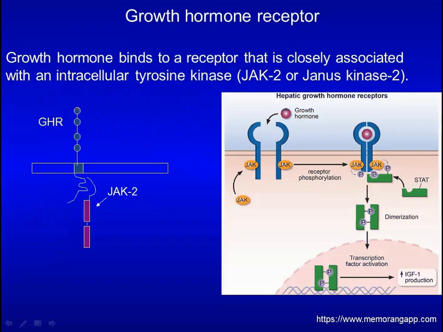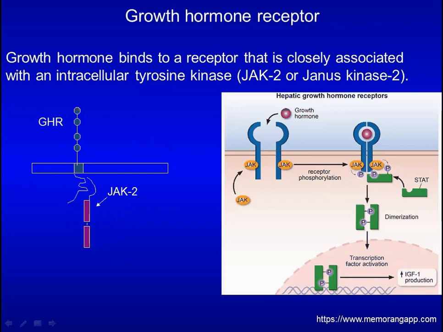Growth hormone receptor is an enzyme-linked receptor. It is most similar to cytokine receptor. The receptor does not have intrinsic kinase activity. It is associated with a separate intracellular tyrosine kinase, Janus kinase 2, or JAK2. JAK2 is encoded by a different gene.